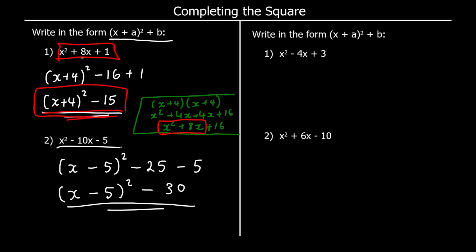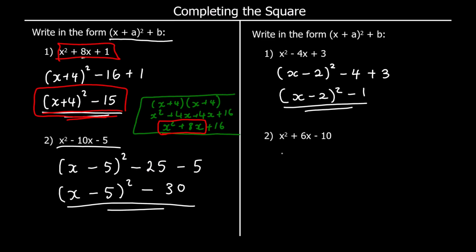So the first one, I'm going to half the b. So it's negative 4. Half of negative 4 is negative 2. So I've got x minus 2 squared. That will give me the x squared minus 4x. It'll also give me a plus 4 that I don't want. So I'm going to take away this number squared. And I've got plus 3 on the end. So x minus 2 squared minus 1.